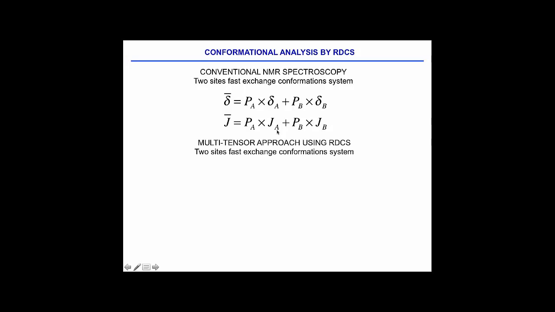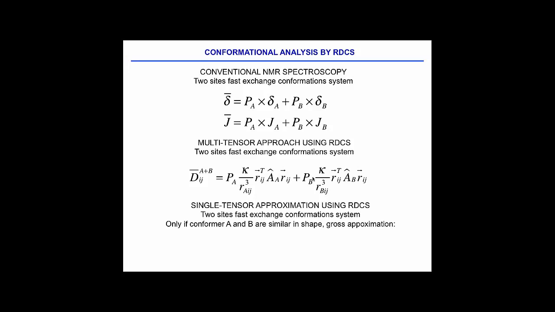But when it comes to RDCs, if the different conformations have different shapes, they will align differently, so they have to be defined by two different tensors. But if the conformations are similar in shape, you can assume that the tensor of the alignment is the same for both conformations, and then you can do what we call the single tensor approximation, in which the tensor for conformer A is equal to the tensor for conformer B.